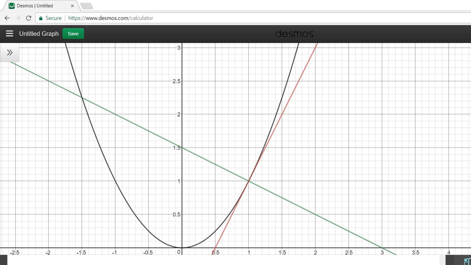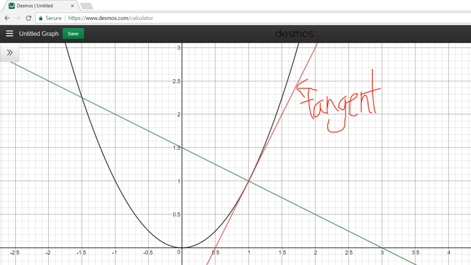The red one is representing the tangent line. Okay. The green line is actually the normal line, which means the line that's perpendicular to the tangent line at that point. Perpendicular. But we call that perpendicular line a normal line.